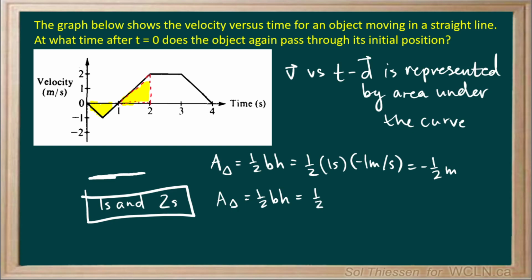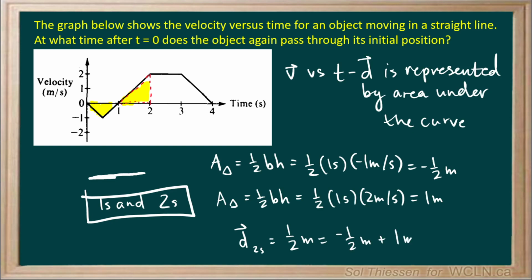which will be 1/2 times 1 second times the height of 2 meters per second, which is equal to positive 1 meter, which means that the total net displacement of the object at 2 seconds into its travel will be positive 1/2 of a meter. We get that from -1/2 a meter plus positive 1 meter. So that's how we know for sure that the object passes by its initial position between 1 and 2 seconds.